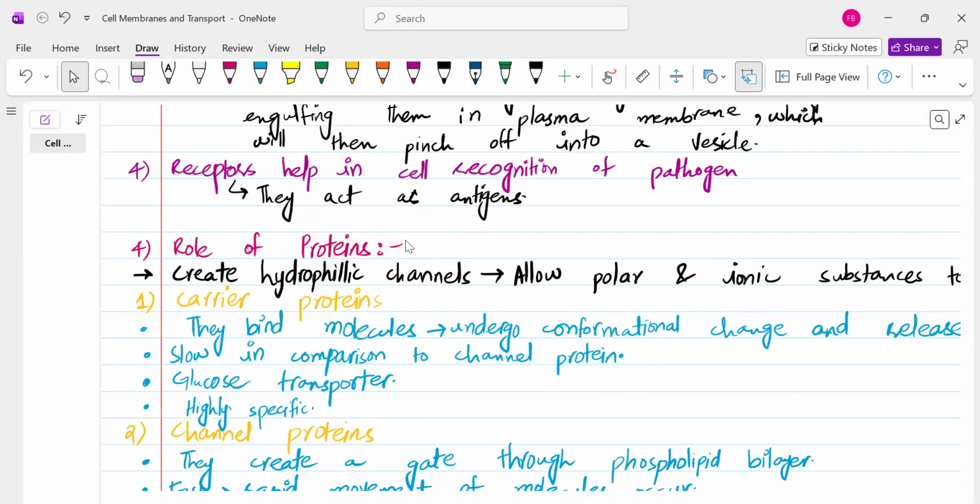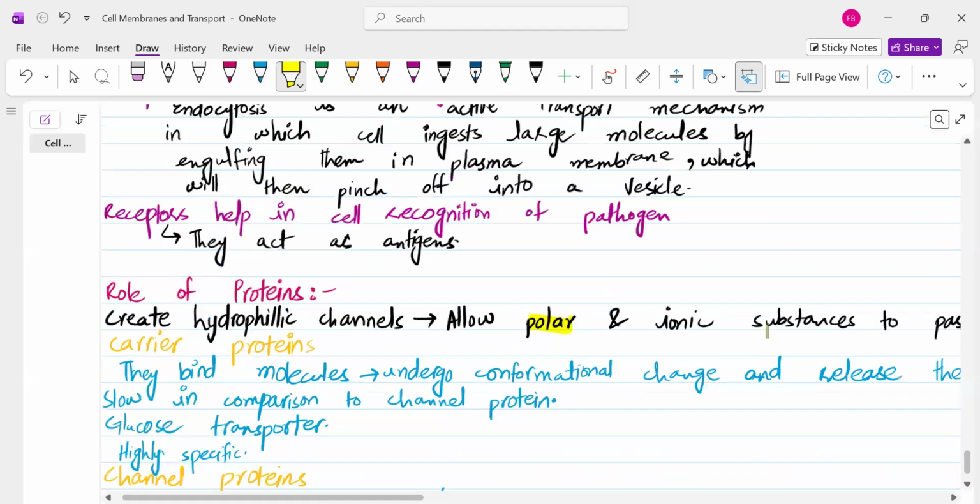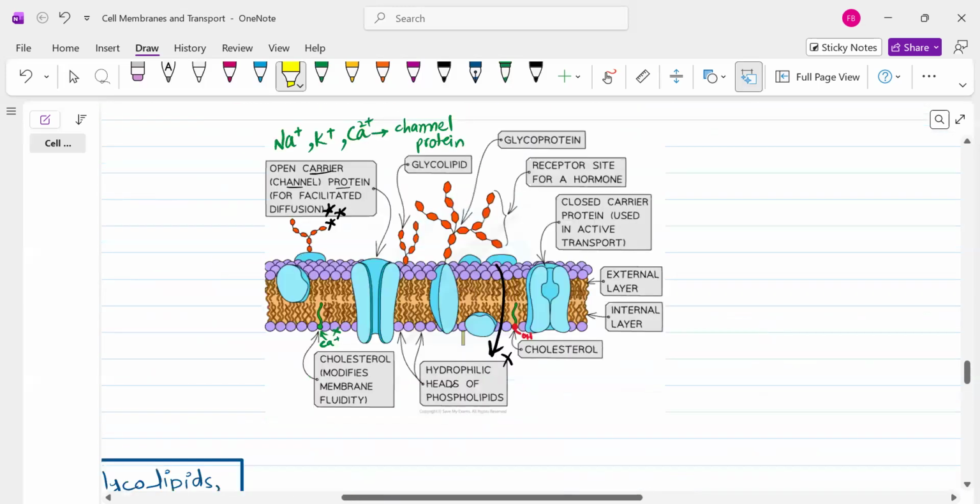What else will they allow? Polar and ionic substances to enter the cell. Yes, ionic and polar substances. Because non-polar substances can easily diffuse. They don't need any specialized channels. But the polar substances need specialized channels, and I have told you the reason why they need specialized channels.